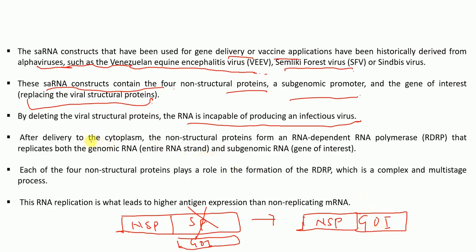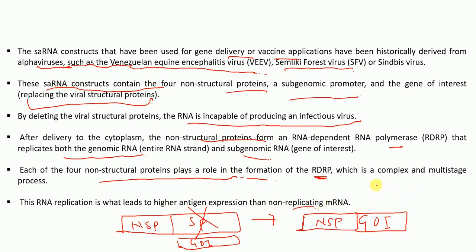So this is just the repetition after delivery to the cytoplasm. Non-structural proteins form the replicase. This is generally an RNA polymerase, and it replicates both genomic RNA and subgenomic RNA, that is, our gene of interest. Each of the 4 non-structural proteins plays an important role in the formation of the replication machinery, which is a complex, multi-stage process. This replication is what leads to higher expression than non-replicating mRNA.